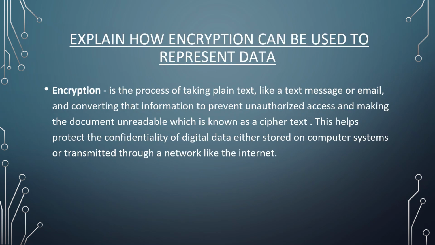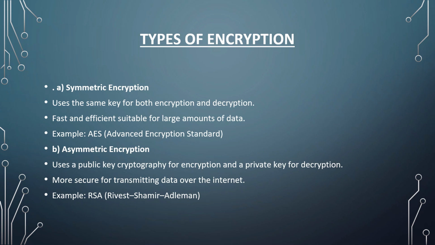In this slide, we're going to explain how encryption can be used to represent data. Encryption is a process of taking a plain text, like a text message or email, and converting the information to prevent unauthorized access, making the document unreadable, which is known as a ciphertext. This helps to protect the confidentiality of digital data, either stored on a computer system or transmitted through a network like the internet. Encryption is divided into two: symmetric encryption and asymmetric encryption.